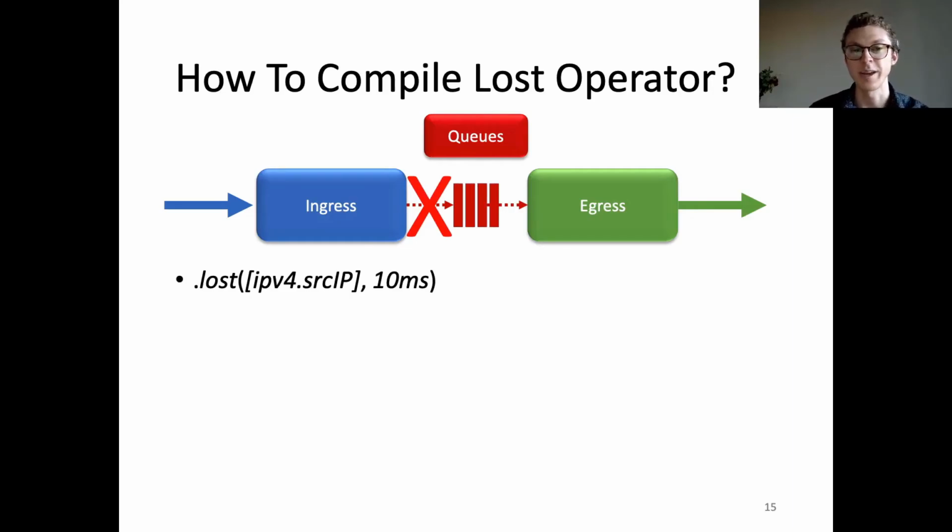Now we'll discuss how we compile the lost operator. So for example, let's say we have a query that counts the number of packets that are lost to the queue grouped by source IP and reports results every 10 milliseconds. As we discussed before, we don't have a programmable hook to capture packets at the moment they are lost due to the queue. We can only place our query processing in one of the two pipelines.